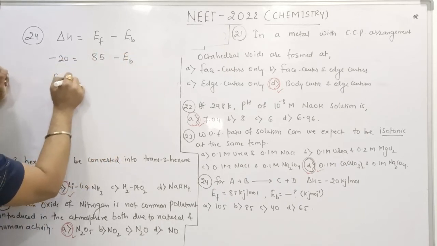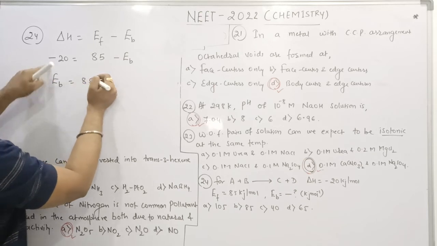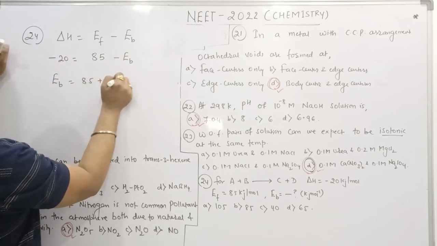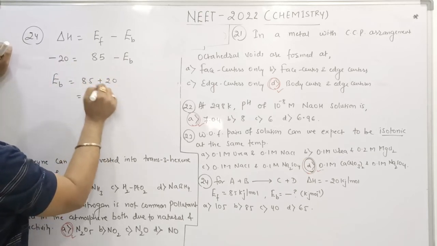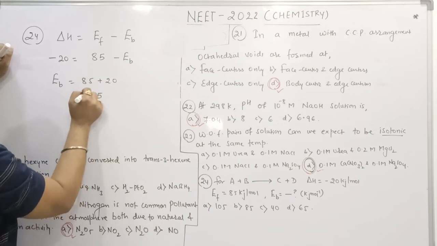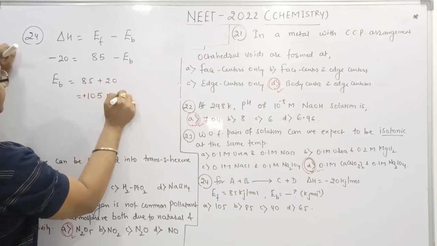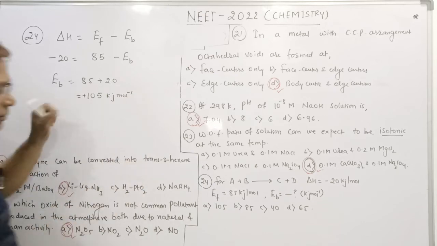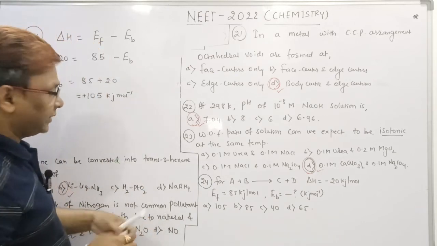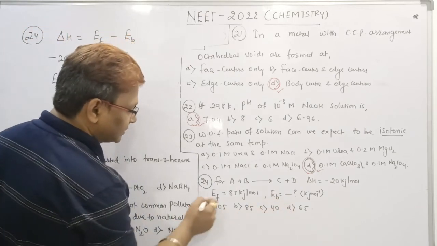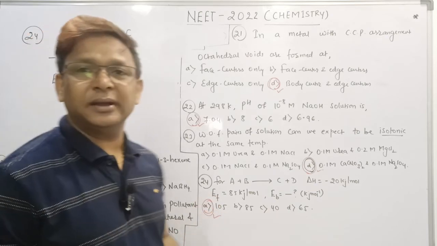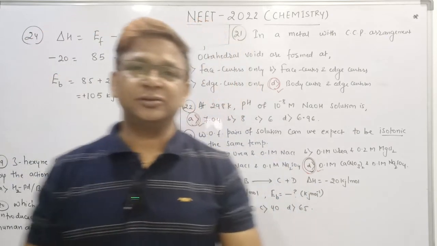Then activation energy of backward is equal to 85, minus 20 goes to that side and becomes plus 20, so it becomes plus 105 kJ per mole. Activation energy of backward is 105 kJ per mole. Answer: the first option is correct. Please take a screenshot.